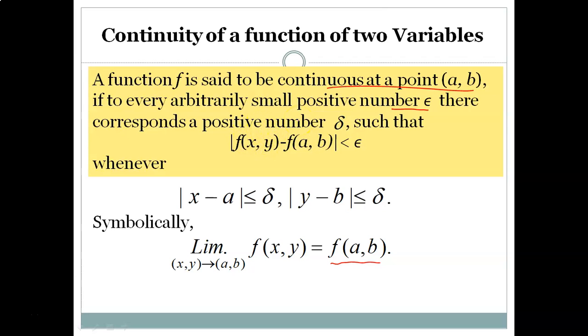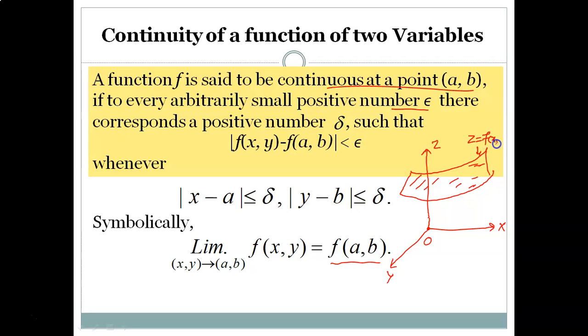Let us visualize the situation. What is the meaning of all these mathematical interpretations here? You see, we know that a function of two variables represents a surface in three dimensions. Here this is the origin. I'm representing this f(a, b) like this. This is the surface here, suppose. This is the surface and this is z equal to f(x, y).